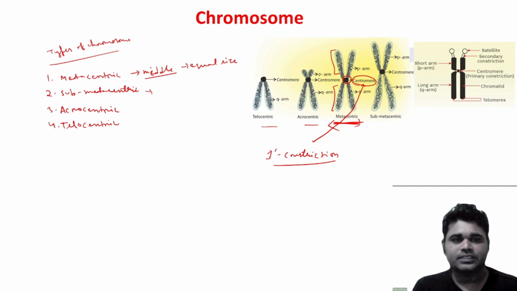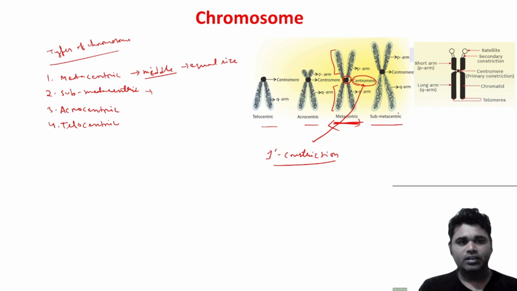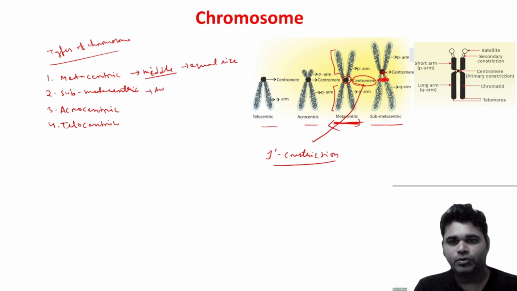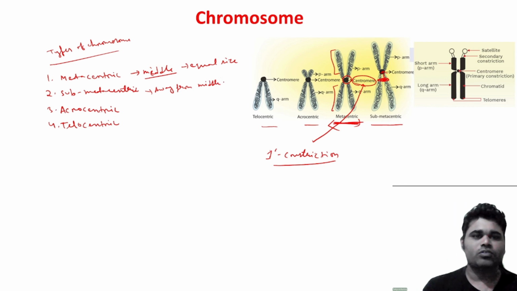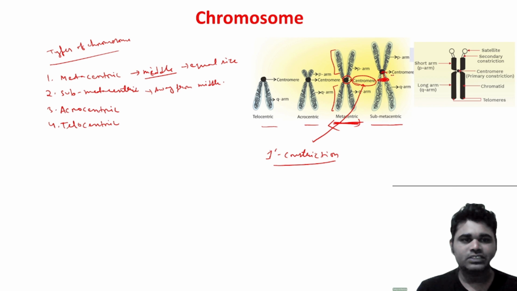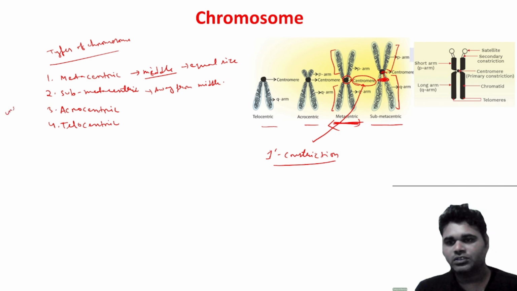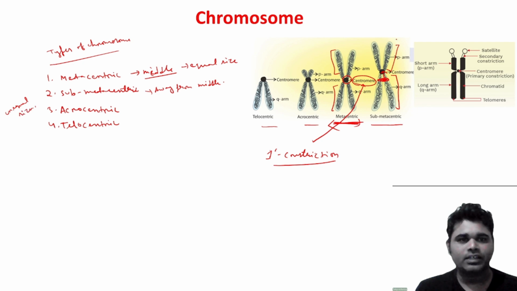So next come to the submetacentric chromosome. This is the submetacentric chromosome. Here the centromere is displaced just after the middle. That means the middle part is here, but the centromere is present some distance away from the middle. Because the centromere is present away from the middle, two arms are formed, but these two arms are of unequal size. That means one arm is shorter. Here this one is short and this arm is a very long arm.